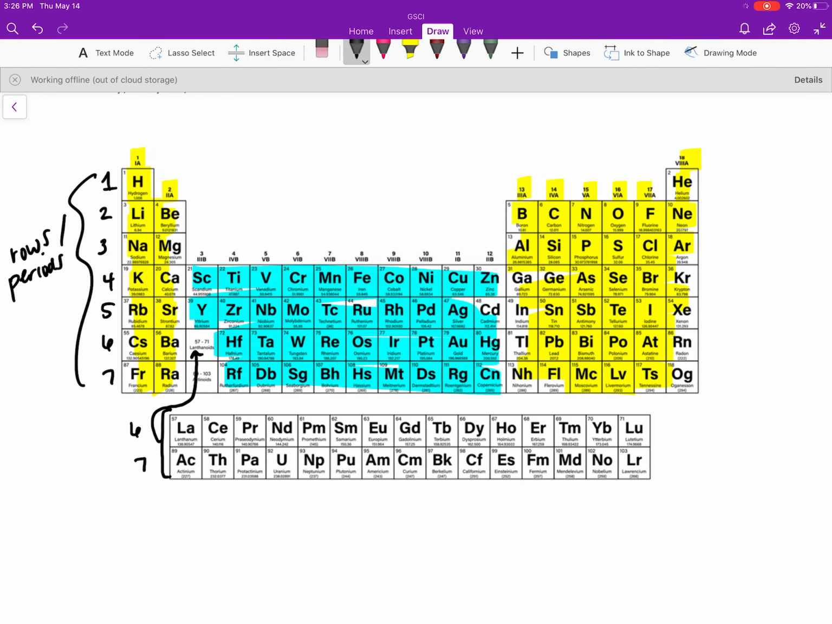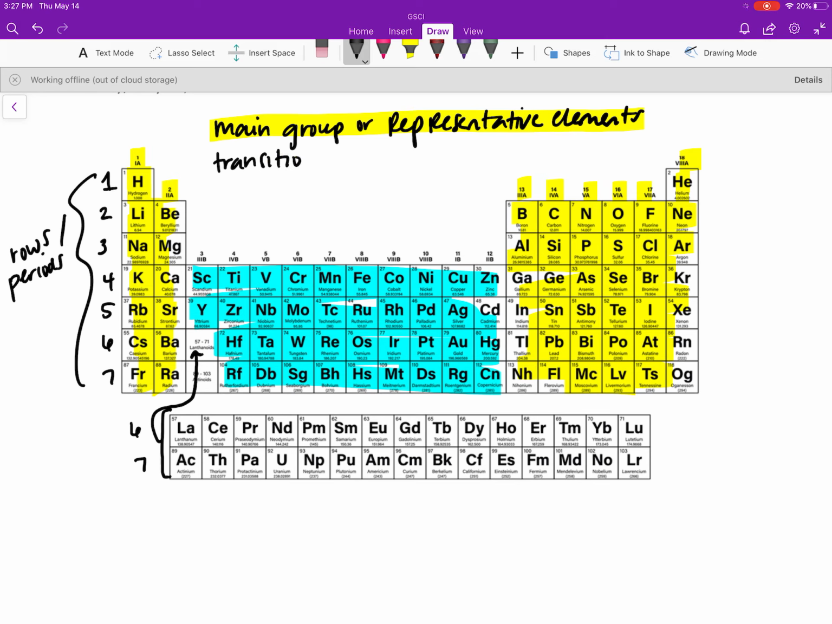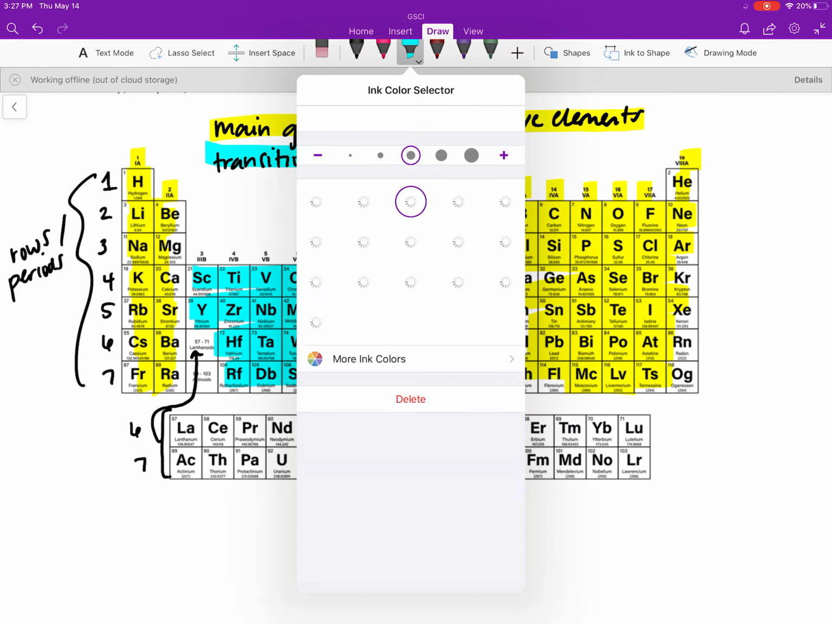So our A's, these are often called main group or representative elements. The nice thing about writing on this is that if I highlight, it's not going to smear. The ones in blue, on the other hand, are called transition elements. Okay, so that's one way we classify them.